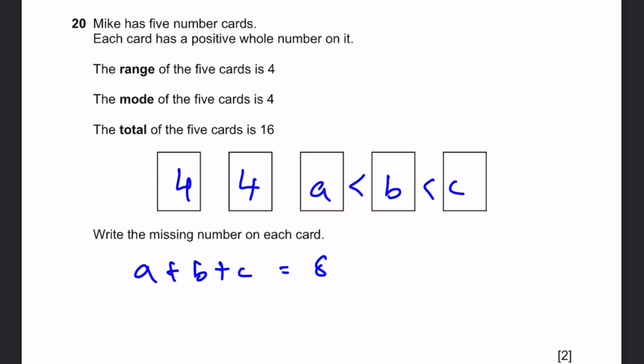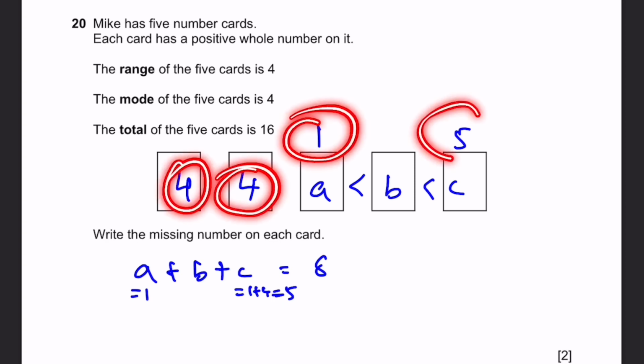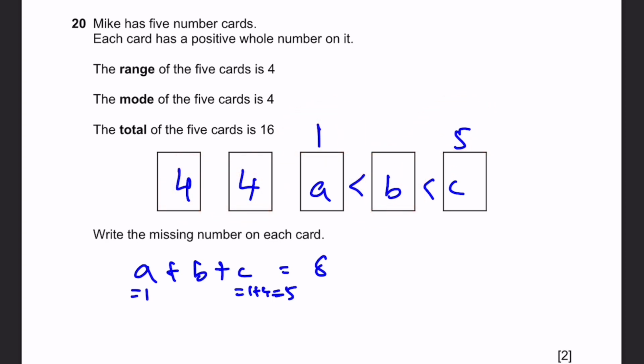The range is 4. That means the difference between the lowest and the highest is 4. So let's assume A to be 1. So A equals 1. That means C is equal to 1 plus 4, which is equal to 5. That means you have A is 1, C is 5, 4, 4, 1, and 5. Now we need B. So 16 minus 4 minus 4 minus 1 minus 5. We get the answer as 2 for B. And that's the answer. So now we can just erase this and write 1, 2, and 5.